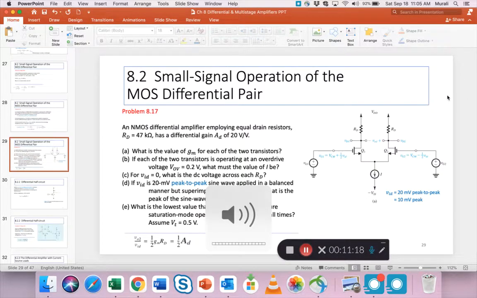Okay. Sorry about my speaker symbol. Okay, it went away.